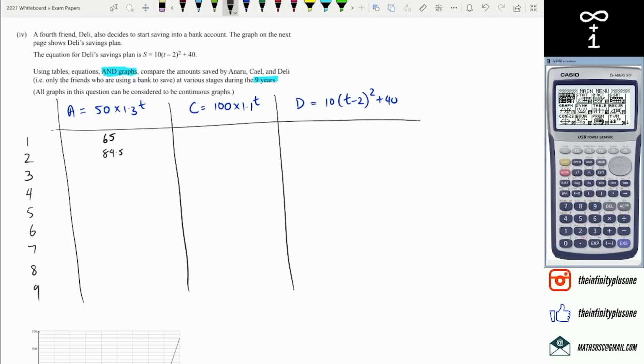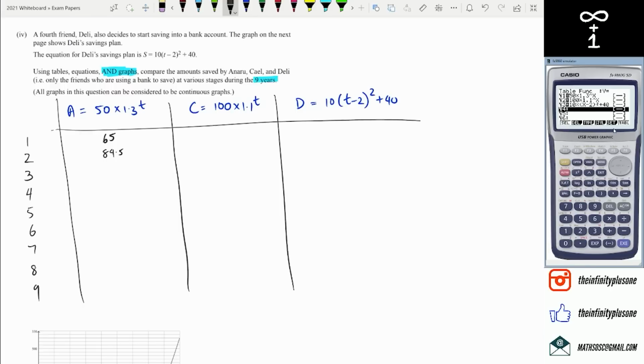So what you do is go down to the menu that says table. That's menu number 7. You click on it, and right now you've got space for 3 functions. My first one is 50 times 1.3 to the power of, instead of t, this little x right here. My second one is 100 multiplied by 1.1 to the power of x. And then my next equation, Delhi's one, is 10 times (x minus 2) squared plus 40. So that's basically my 3 equations.